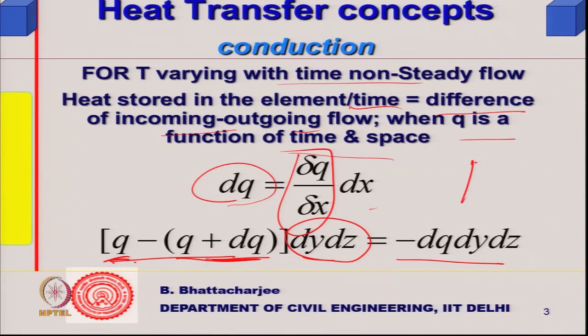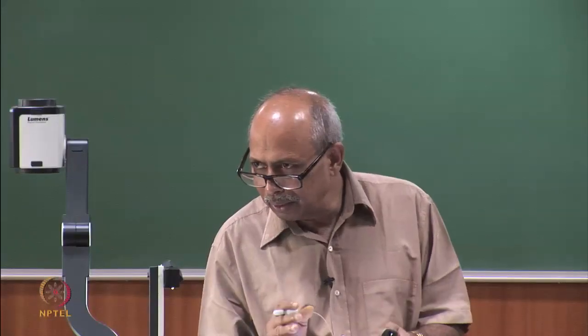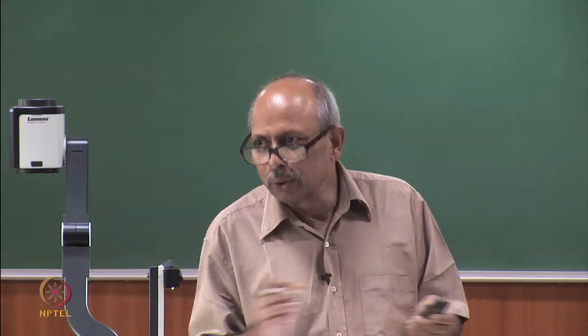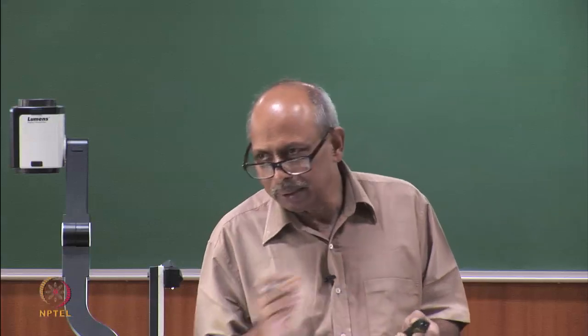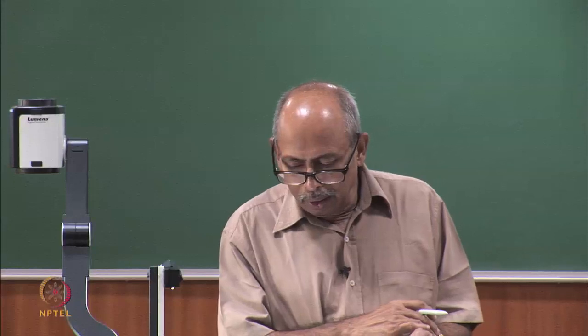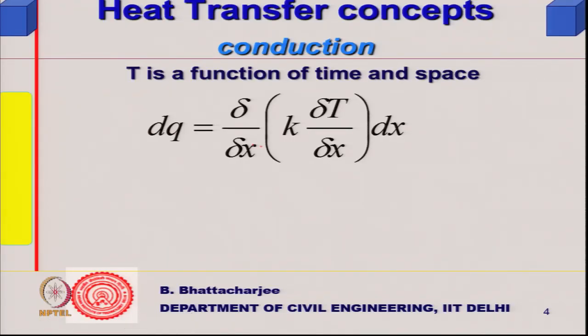Go back to the previous diagram that I had. What I am saying is, coming here is q, here q plus dq. So, q minus whatever, this must be this. So, this must be stored in the system, because whatever is coming in minus whatever is going out, that is what must be stored. If it was steady, then no storage would be there, whatever is coming in must be going out, that is why temperature is remaining constant, but still there will be flow. So, T is a function of time and space, and therefore dq will be written like this.